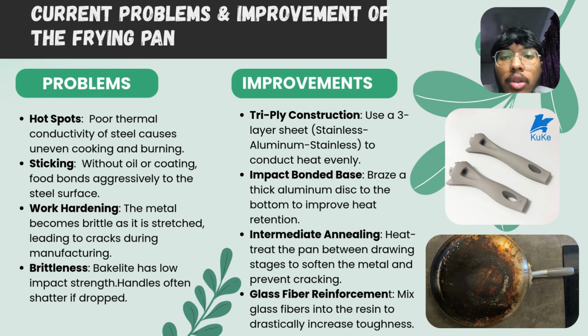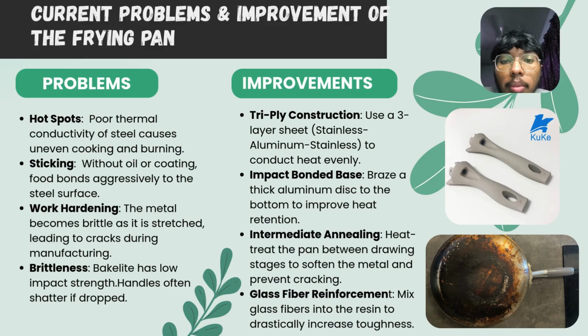Our first solution is using tri-ply construction. Use a 3-layer sheet, with aluminum sandwiched in stainless steel, to conduct heat evenly. The next solution is an impact-bonded base, which means brazing a thick aluminum disc to the bottom to improve the heat retention of the pan.